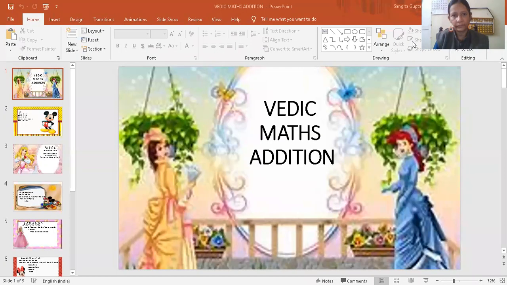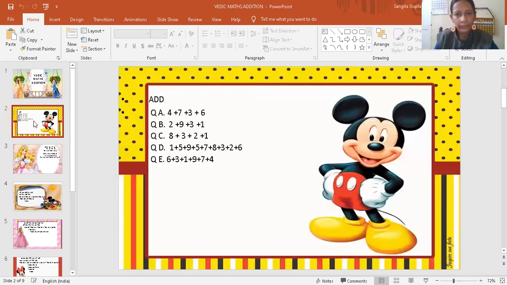Hello everybody. Today I am going to teach you Vedic maths, and in Vedic maths I am going to teach you fast addition. Now look here, how can you do this addition? I am going to tell you here. This is the Vedic maths addition, and here look at this screen.